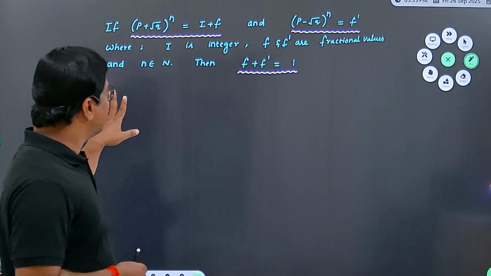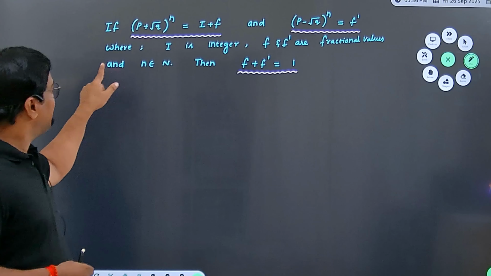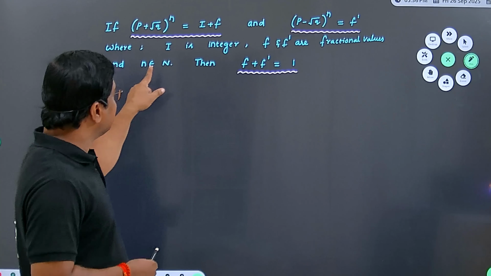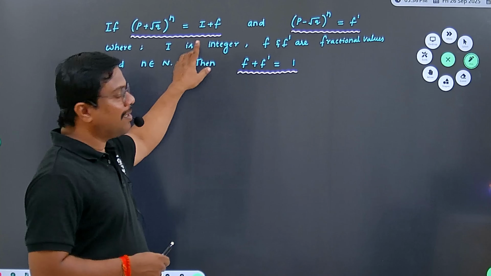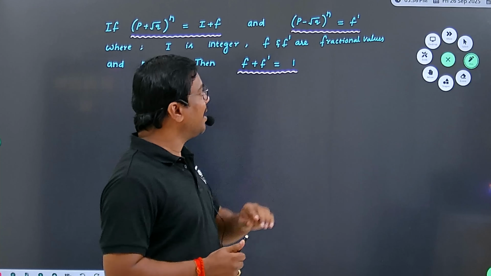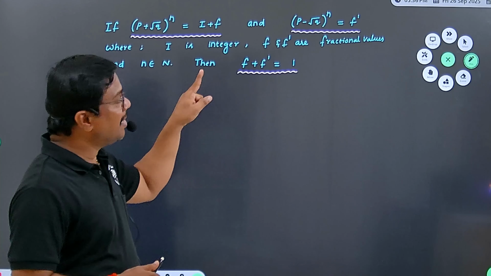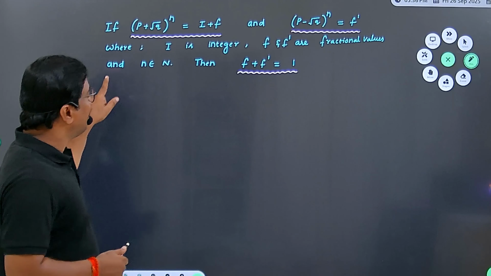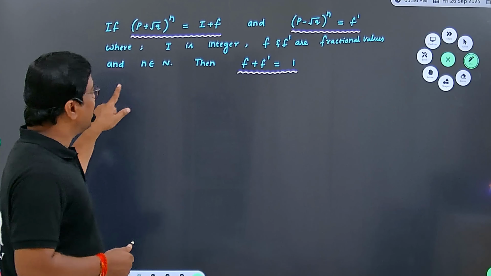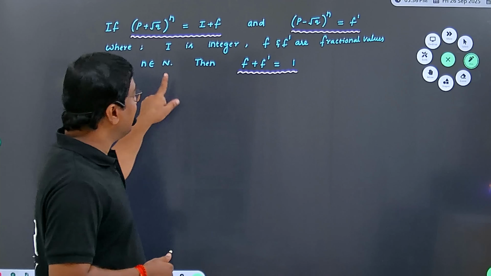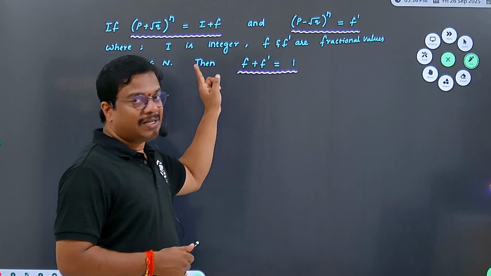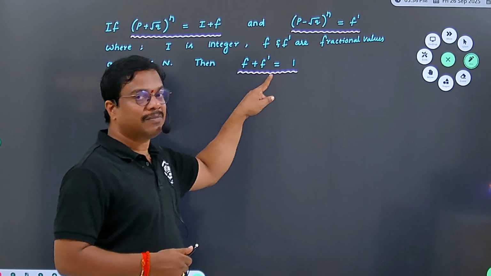See here the statements. Suppose (p plus root q) whole power n is equal to integral part I plus fractional part f, and (p minus root q) whole power n is another fractional part f dash. Here I is an integer, f and f dash are fractional values, and small n belongs to N. Then you have to remember that the sum of the fractional part values becomes 1.